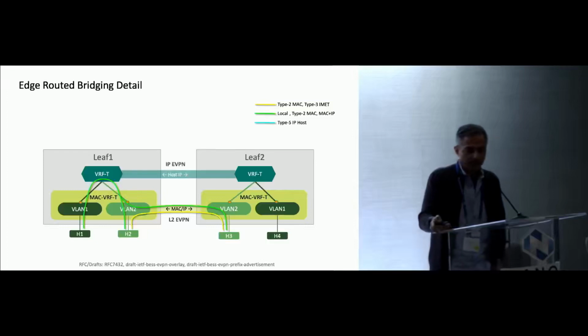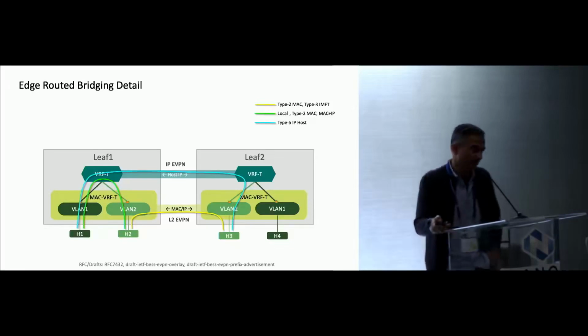For symmetric, we exchange our host routes, locally learned from ARP, as type 5 host routes, and now we do symmetric, right? So now it becomes L2, L3, L3, L2, and the same in the reverse direction, and that forwarding pattern is what we call symmetric. Okay.